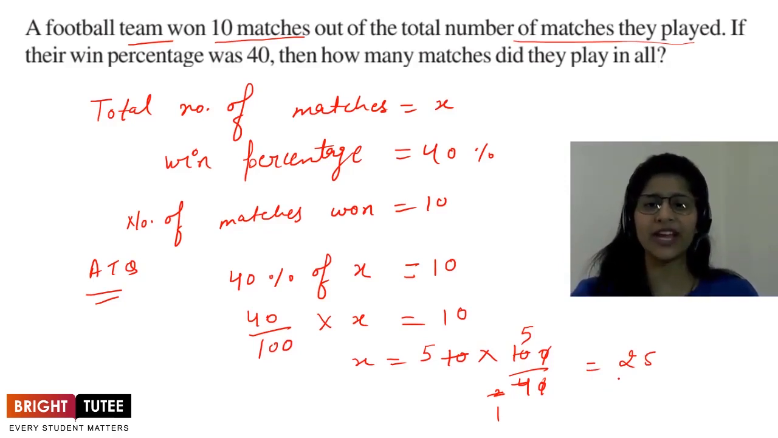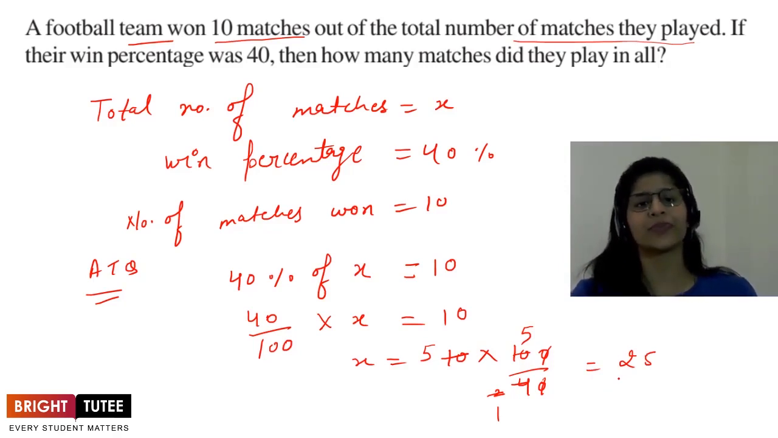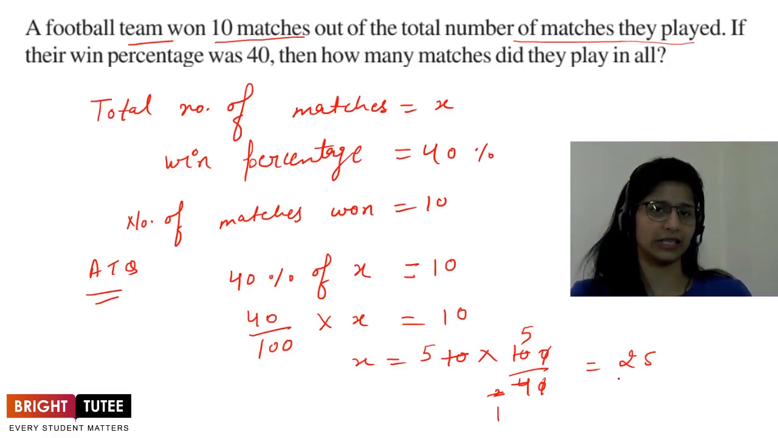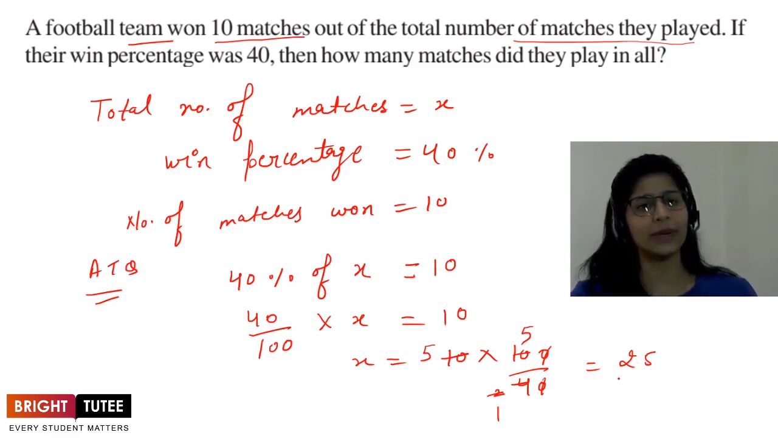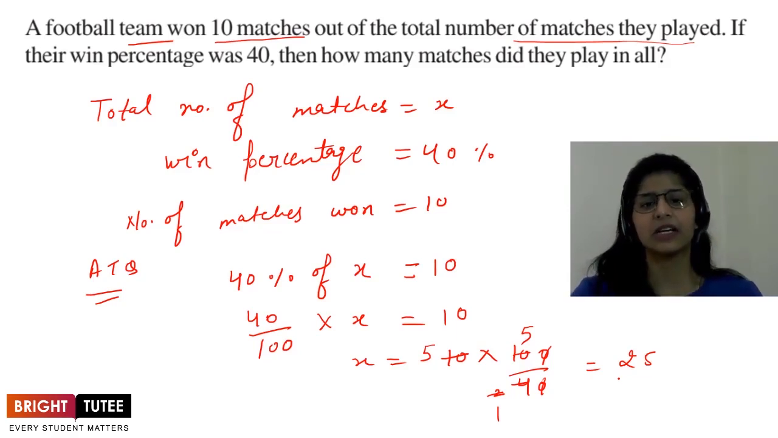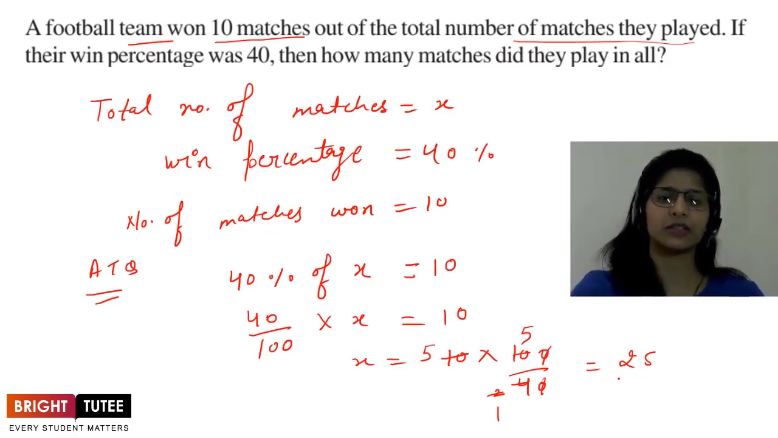They played 25 matches, out of which the number of matches that they won is 10. And what is the percentage of winning? It is 40%. That means 10 is 40% of 25. Clear? So this is how we solve the statement sums. Let's move to the next question.